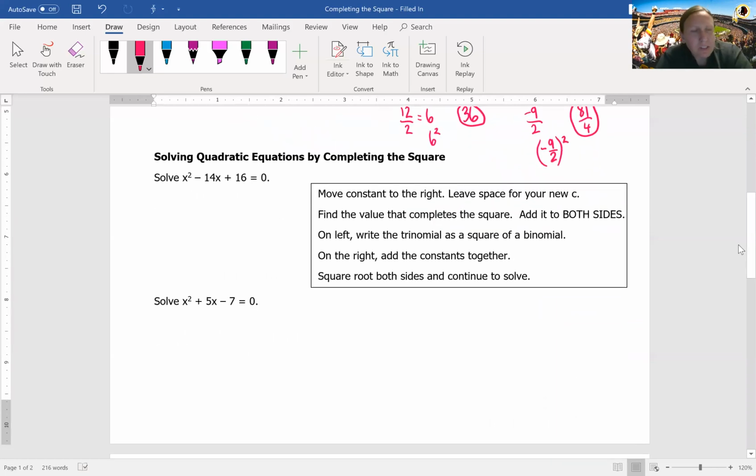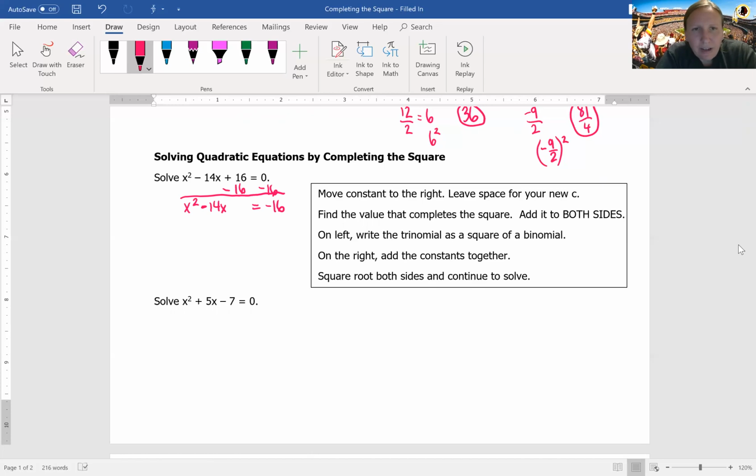Okay, I did try to provide you with some notes that are hopefully going to help you as you do these on your own. So x squared minus 14x plus 16 equals 0. Our first step says move the constant to the right. So to get rid of our positive 16, we will subtract 16 from both sides. x squared minus 14x, and then equals -16.